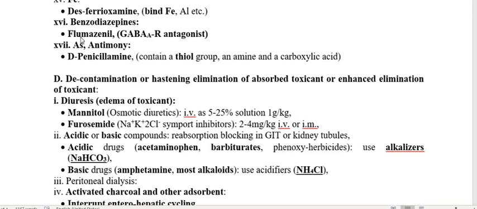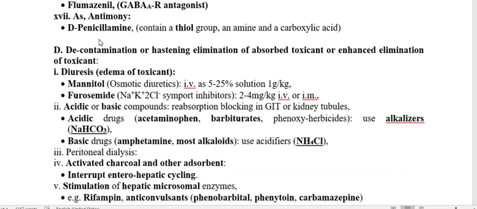The drug is flumazenil. Flumazenil is a GABA A receptor antagonist. Therefore, benzodiazepine is not able to bind with the GABA A receptor because the receptor gets occupied by the antagonist flumazenil, and therefore the benzodiazepine effect gets antagonized by flumazenil.